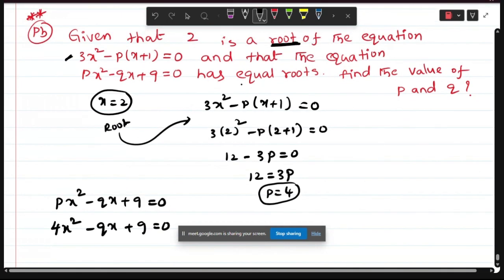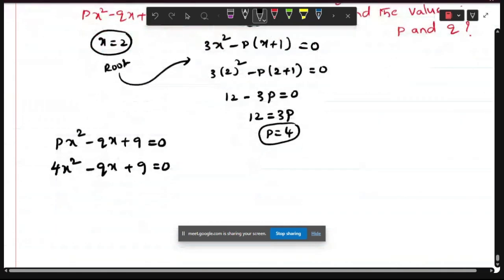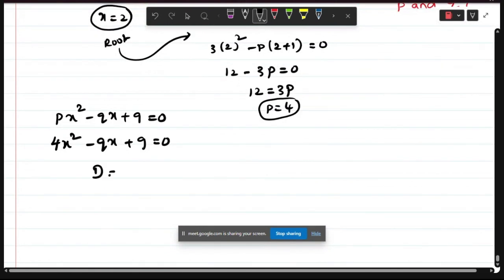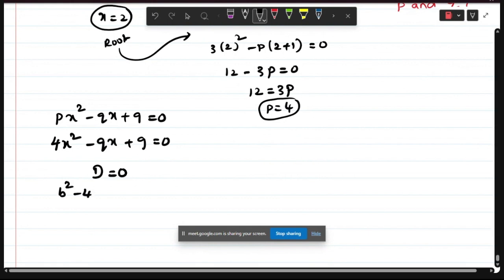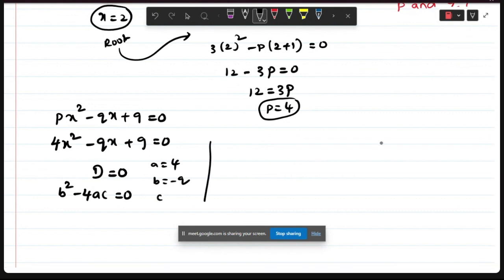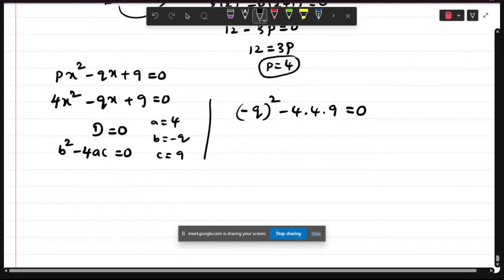So 4x square minus qx plus 9 is equal to 0. In this equation, what is the meaning of equal roots? The discriminant is equal to 0. So D is b square minus 4ac is equal to 0. Here a is equal to 4, b is equal to minus q, c is equal to 9. So b square minus 4ac means minus q whole square minus 4 into 4 into 9 is equal to 0.